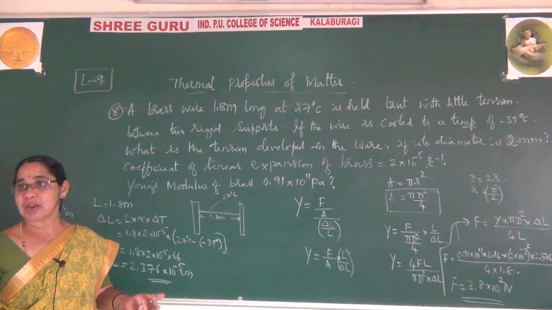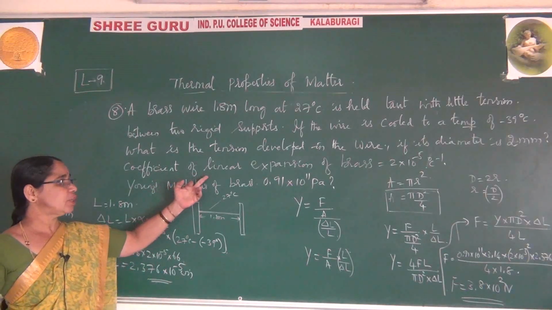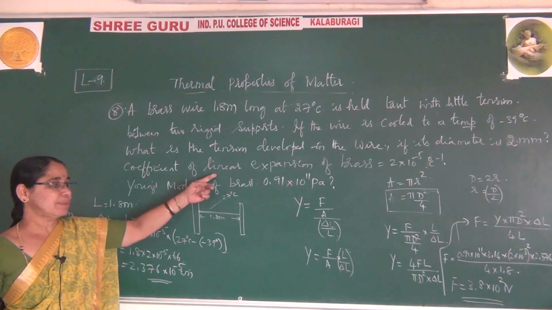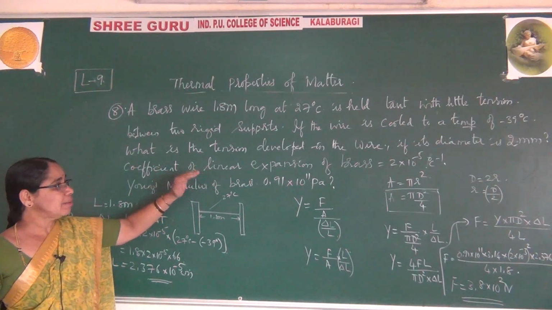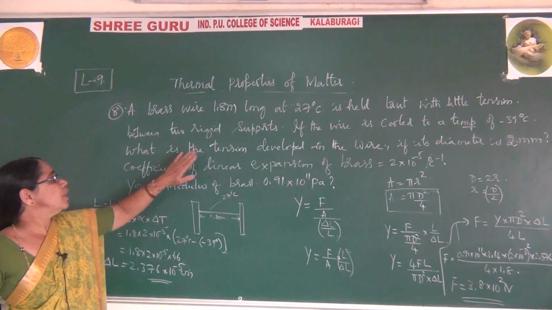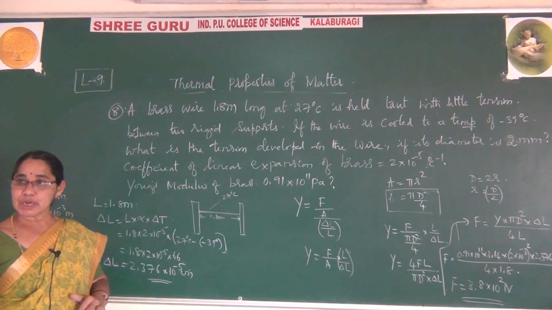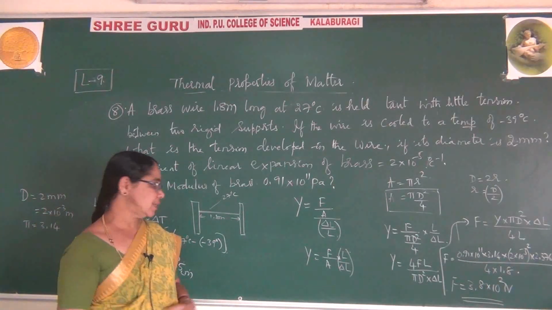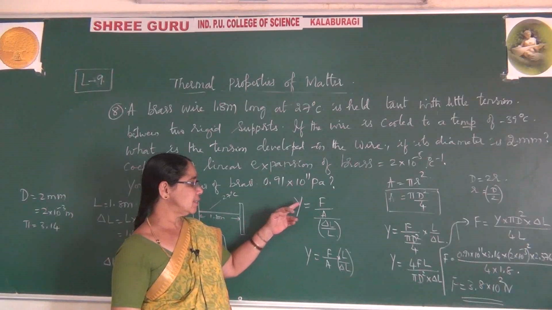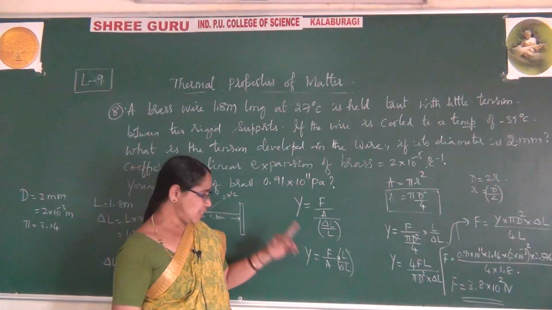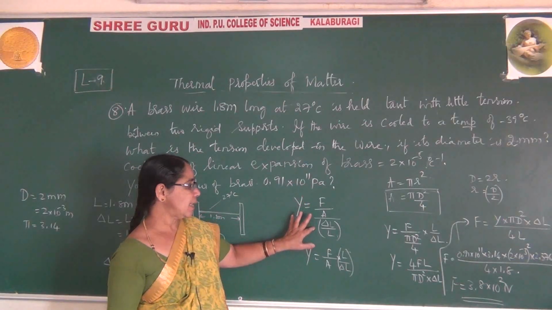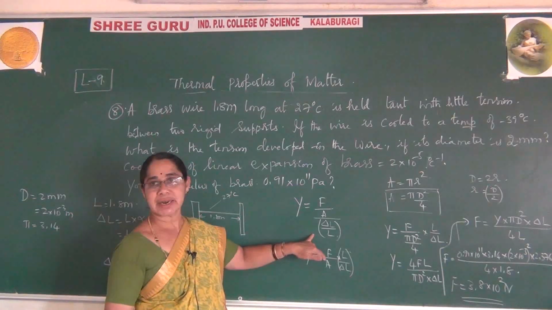But remember, a wire is given. Since there is an expansion along its length, they have given the linear coefficient of expansion of the wire made up of brass. That coefficient of expansion you are taking here. At the same time, they have given the diameter. As per the modulus of elasticity along its length, you know Young's modulus, this formula. We are rewriting this formula like this: thermal stress by thermal strain, or longitudinal stress by longitudinal strain.